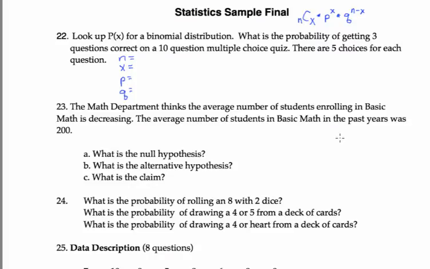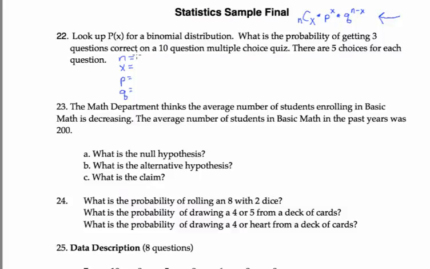There are two ways to do the binomial distribution. One way is to use this formula found on your formula sheet, or you can use the table in the back of the book called binomial distribution. What is the probability of getting 3 questions correct on a 10-question multiple choice quiz? There are 5 choices for each question.